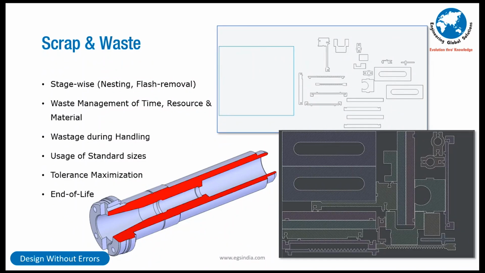Think like that. The Japanese are adept at looking at waste management all the way through. The place where they search for their money is in their scrapyard, so they want their scrapyard to be non-existent. So time, resource, and material, all three wastes, looking at it from a DFM point of view. Waste during handling, usage of standard sizes is dictated, mandated by DFM process gurus. And then tolerance maximization and end of life, how do we need to take care of it?